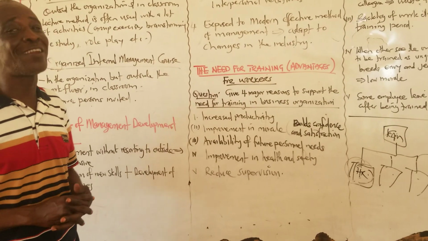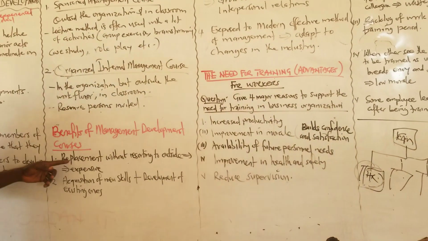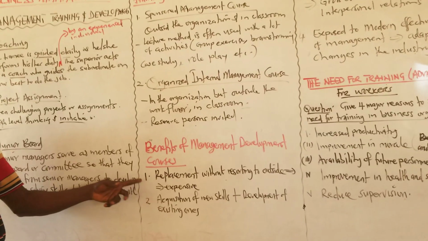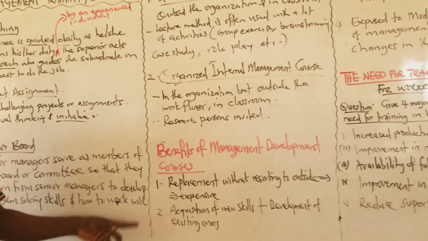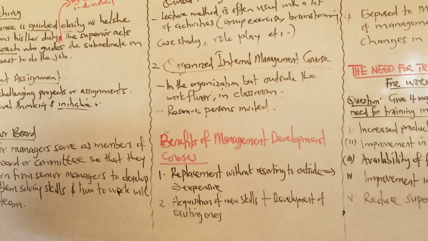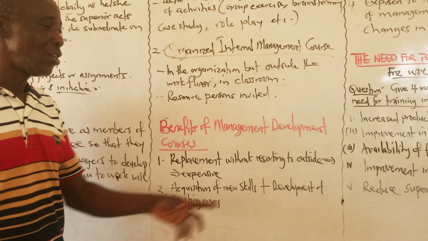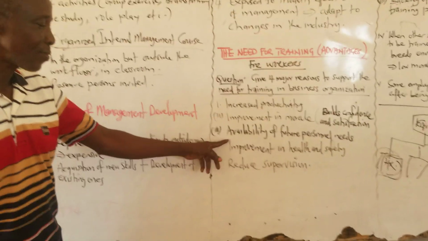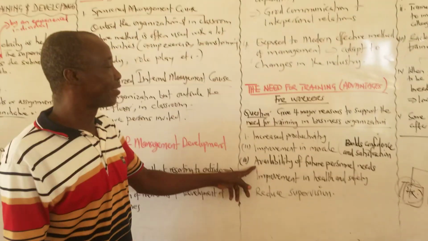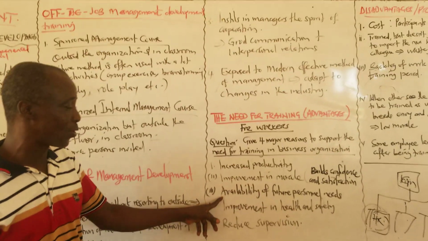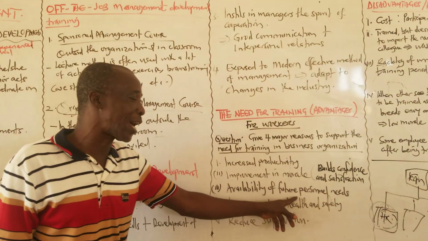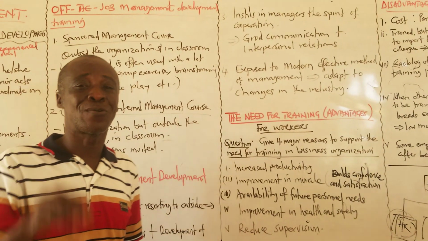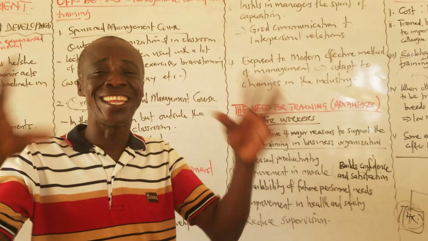The third one, very simple, straightforward, is associated with this point here. When we're looking at management development, replacement without resorting to outside sources. So the point here is very simple. There is a need for training because it makes available future personnel needs. It makes available future personnel needs.